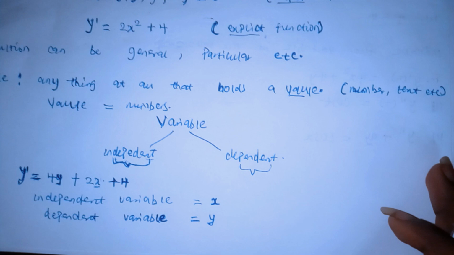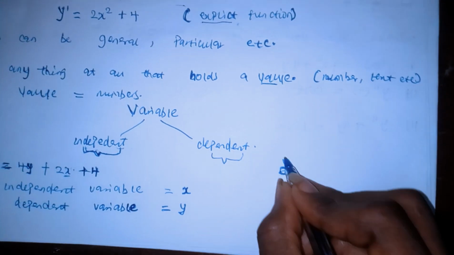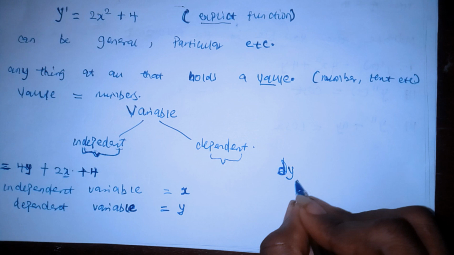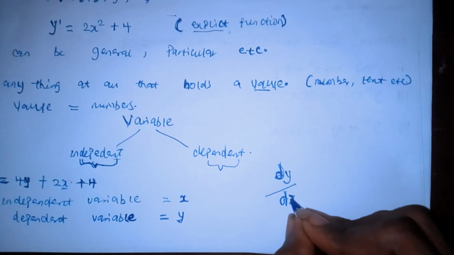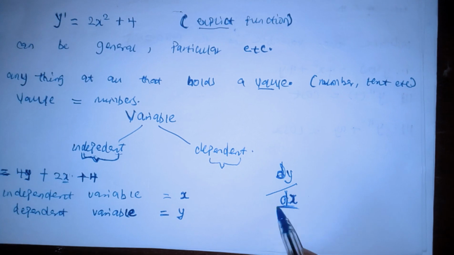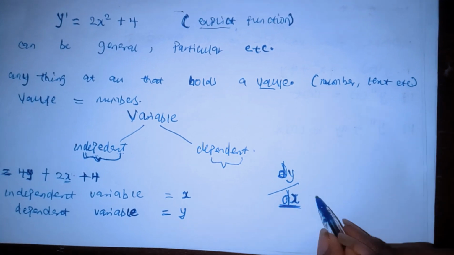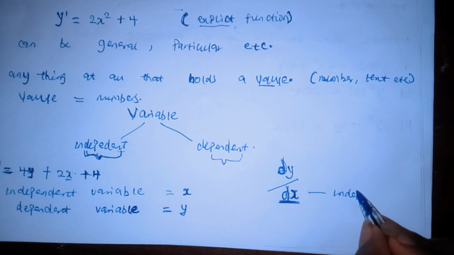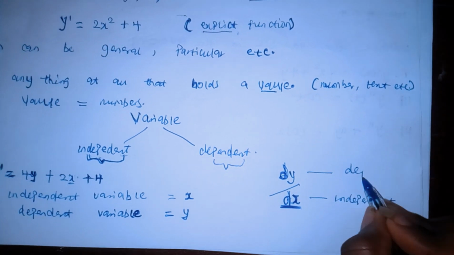Okay, I will use the y and the x to explain independent and dependent variable. Again, the dy over dx. Whenever you're given this notation, the dependent variable is the one on the numerator, and the independent variable is the one on the denominator. This is the independent variable, and this is the dependent variable.